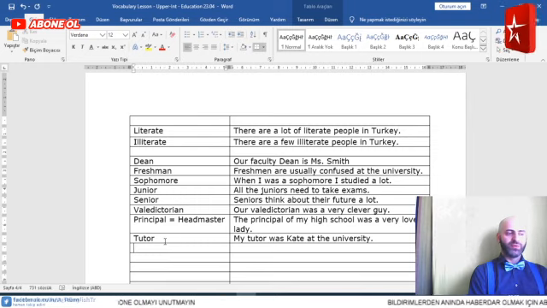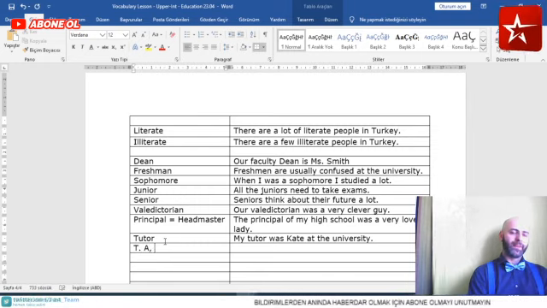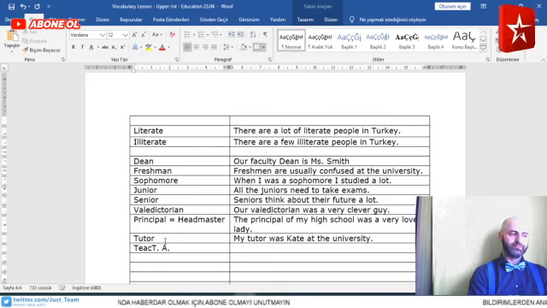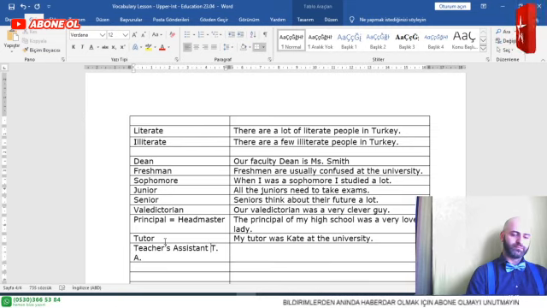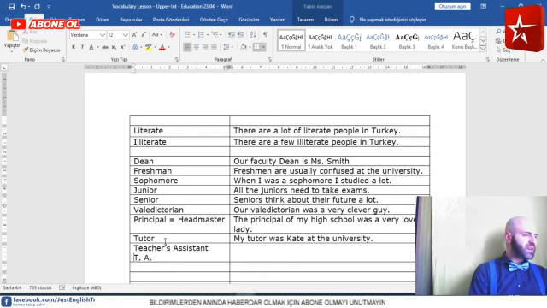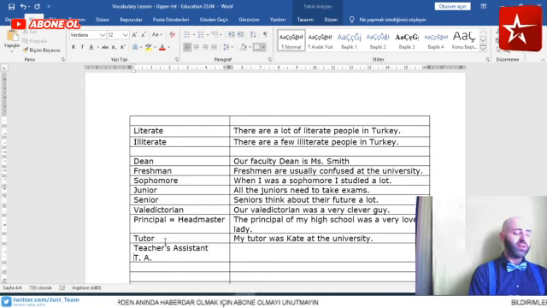Another word that you should know also is TA. TA is short form for teacher's assistant. Noah says assistant professor maybe. Yeah, it can be used.